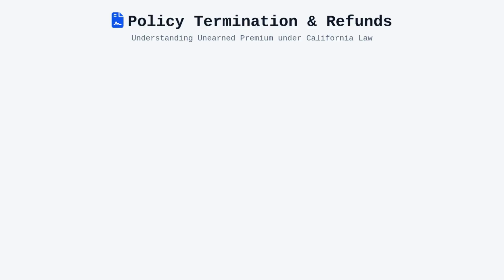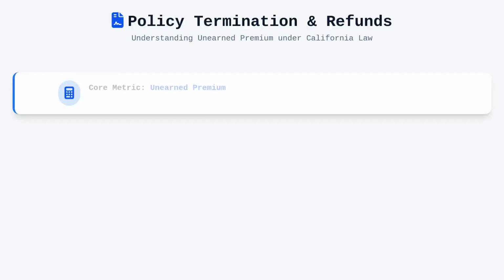When a policy terminates before its scheduled expiration date, the contract cannot simply vanish without a formal accounting of the remaining premium. The core metric driving this process is the unearned premium, which represents the portion of the total policy premium that corresponds to the remaining unexpired days of the policy term.